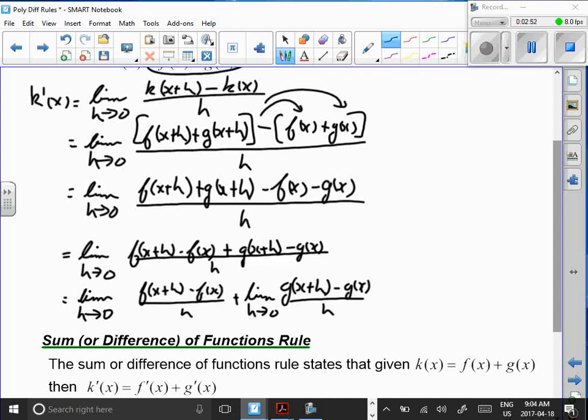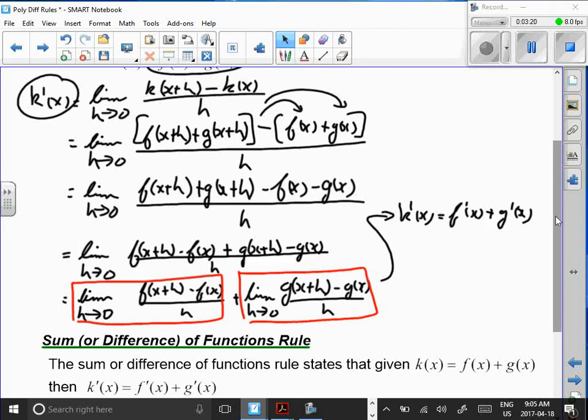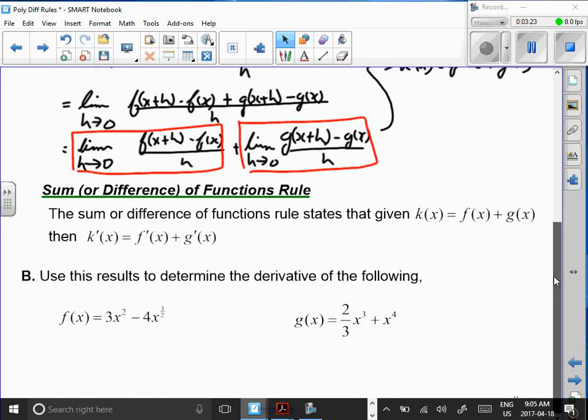And by definition, this is f prime at x, and this is g prime at x. So we can take this down and then say that k prime at x, that's what we started trying to find out here, is equal to f prime at x plus g prime at x. And then that's all summarized here below. Right? And then it asks for us to do a couple of examples. Okay, so we'll do those examples.